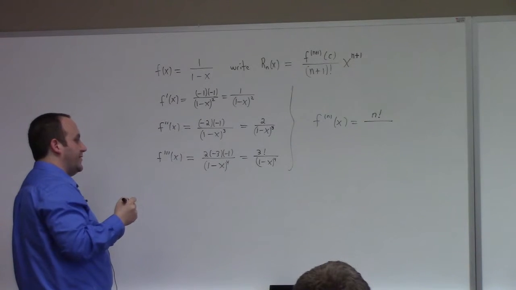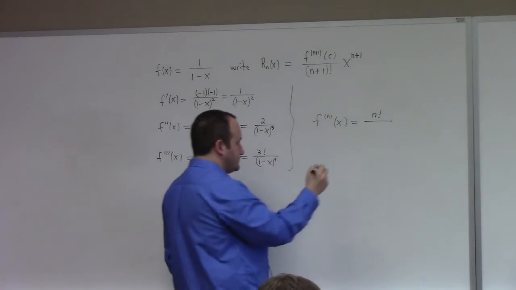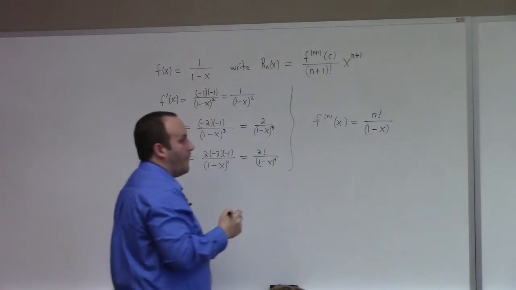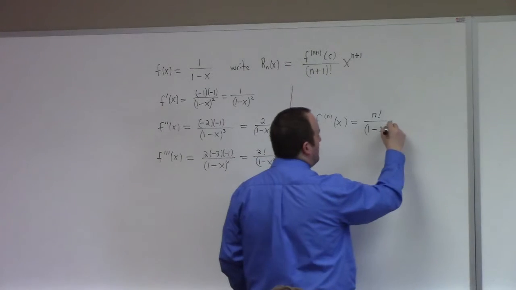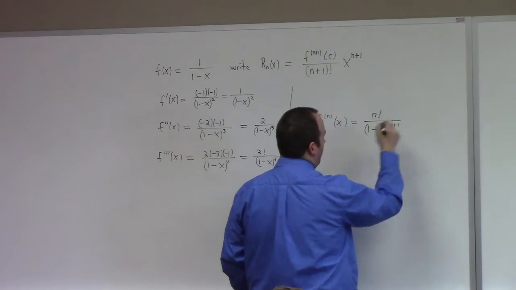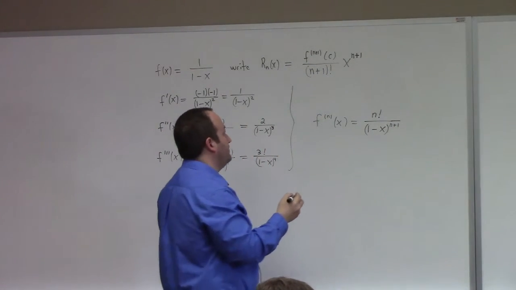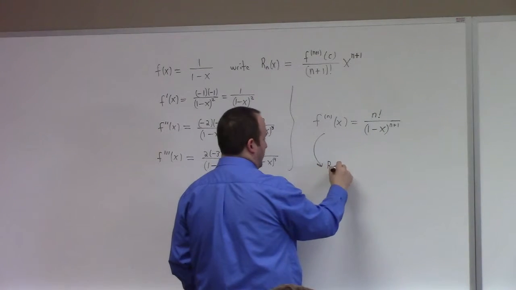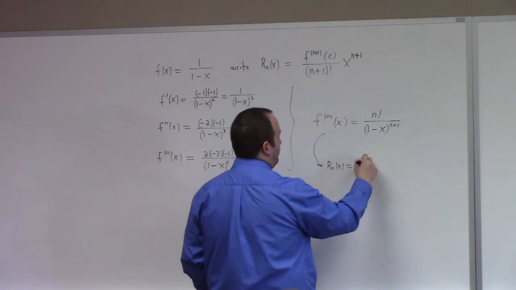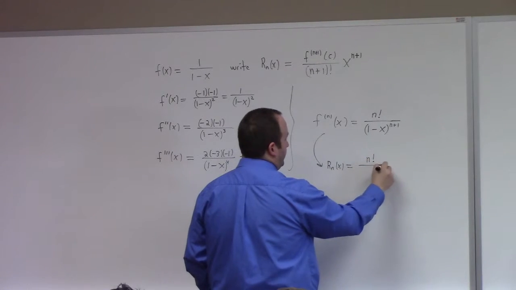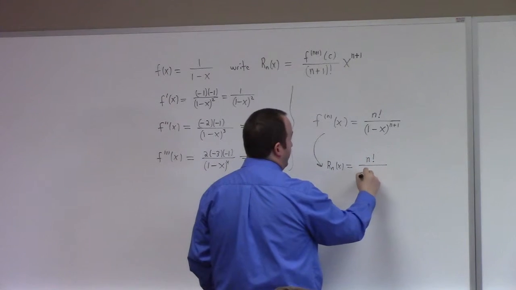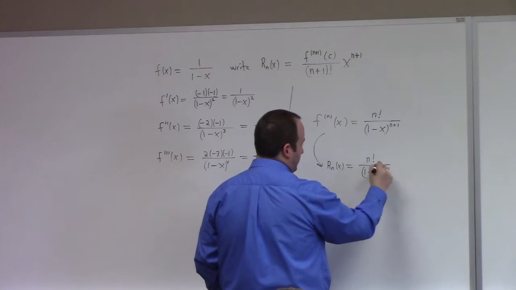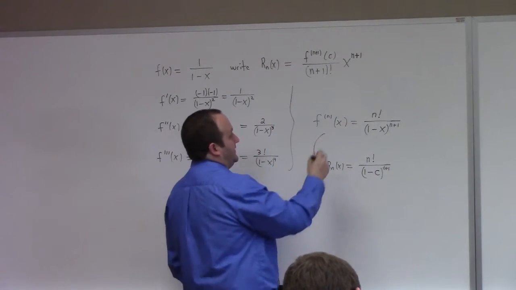Yep, divided by what? 1 minus x to the what power? N plus 1, yeah. So, thus, Rn of x is what? Rn of x is going to look like n factorial divided by 1 minus c, parentheses, to the n plus 1, right?